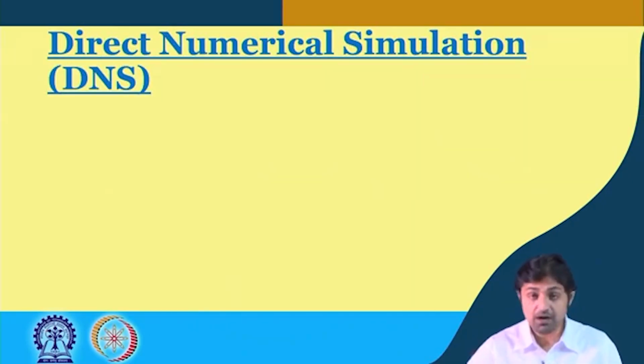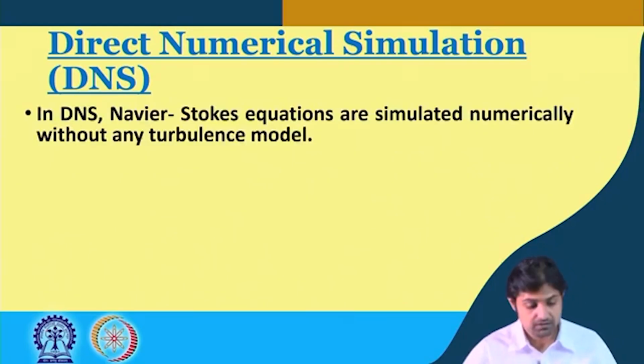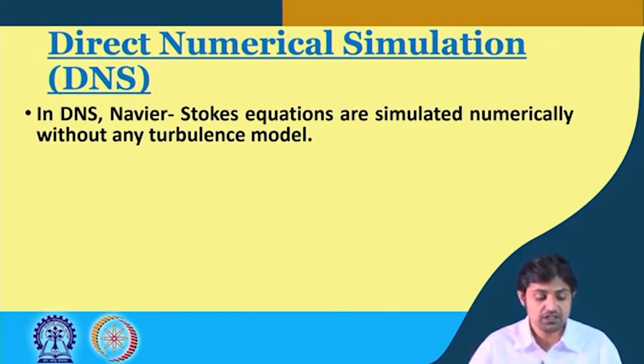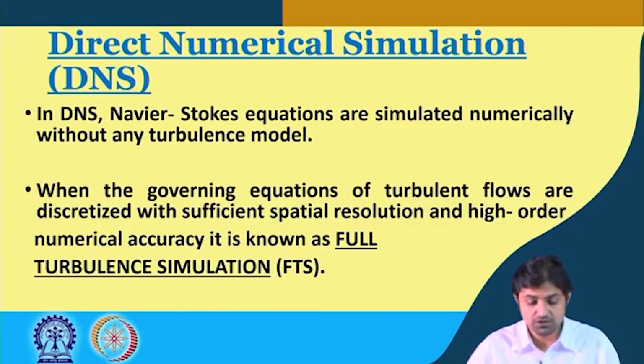So, another method apart from Reynolds averaged Navier-Stokes equation for solving turbulence, for solving the computational fluid dynamics Navier-Stokes equation, is called direct numerical simulation. So, in direct numerical simulation, DNS, Navier-Stokes equations are simulated numerically without any turbulence model. So, they solve for the exact solution. When the governing equations of turbulent flows are discretized with sufficient spatial resolution and high order numerical accuracy, it is known as full turbulence simulation, FTS.